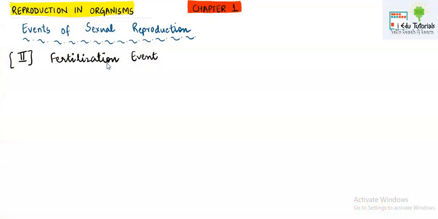Hello everyone. In this video we will study the second event of sexual reproduction, which is the fertilization event. If you want to watch the pre-fertilization event, that comes just prior to this. So we are starting now. Fertilization always means the fusion of gametes, whether we are talking about a plant or an animal.